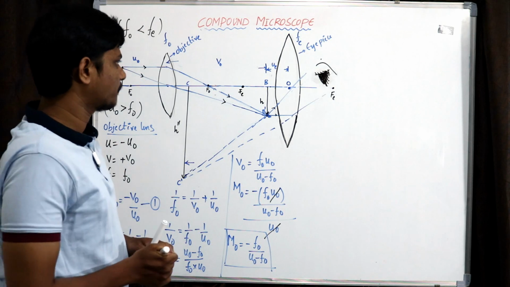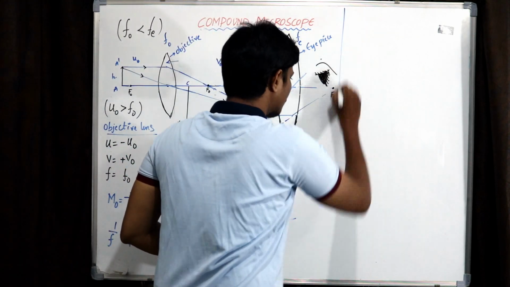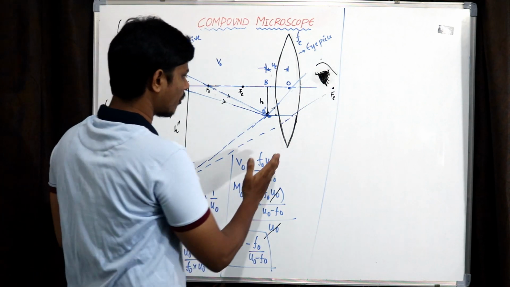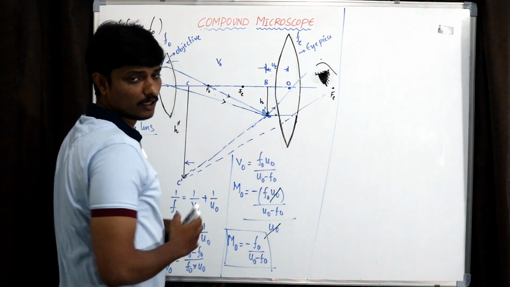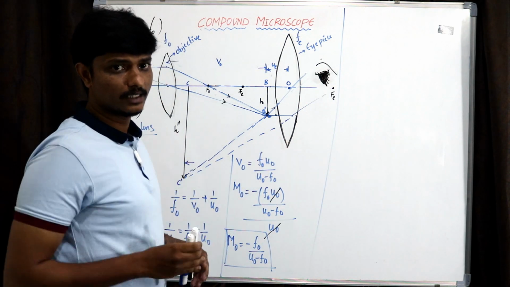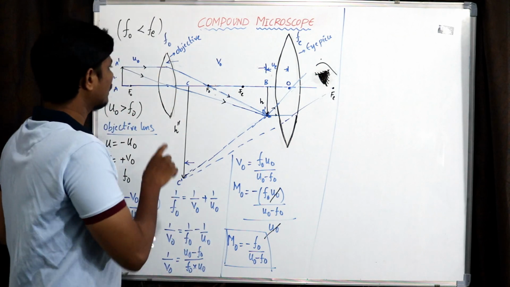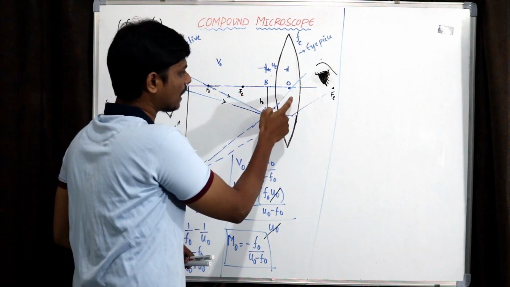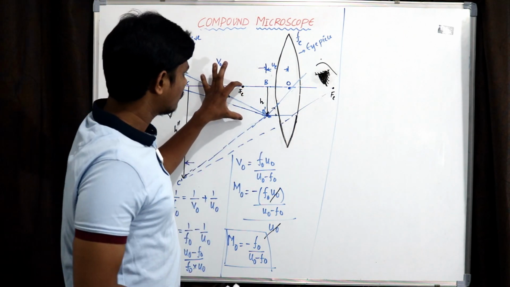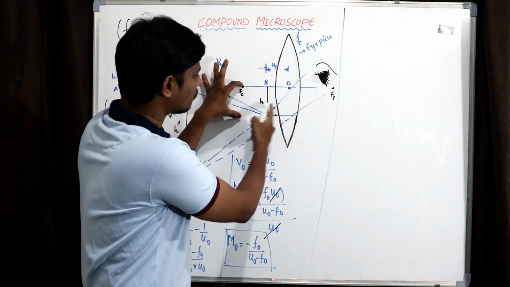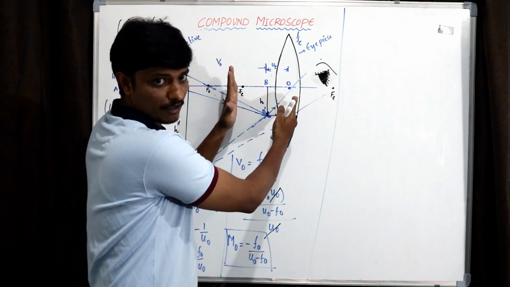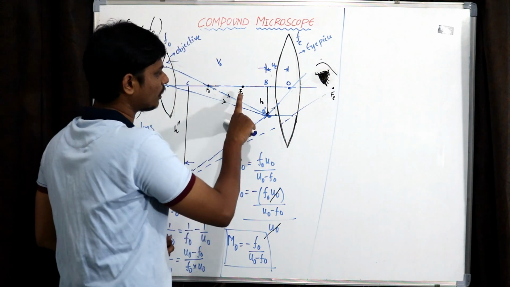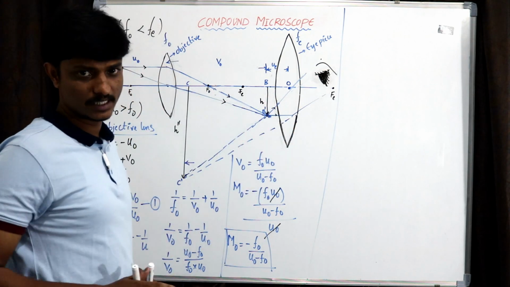Here, there are 2 possibilities for the image formed by the eyepiece. One is the image may be formed at near point or the image may be formed at infinity. What is the first case? If the image formed by the objective lens is exactly at the focal length of the eyepiece, then the object distance for the eyepiece will be Fe. Therefore, the image will be at infinity distance, right? If any object is at the focal length of the lens, the image will be at infinity.